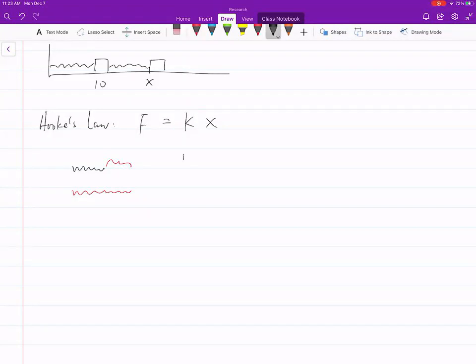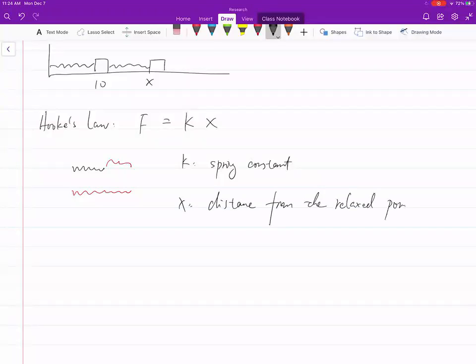Okay, so let me write it down. F is force. K is the spring constant. A steel spring is certainly stronger than, I don't know, a copper spring, and maybe it's stronger than a plastic spring. X will be the distance from the relaxed position, or as indicated in the problem, from the natural length. Natural means it's not stretched or compressed either. They mean the same thing.